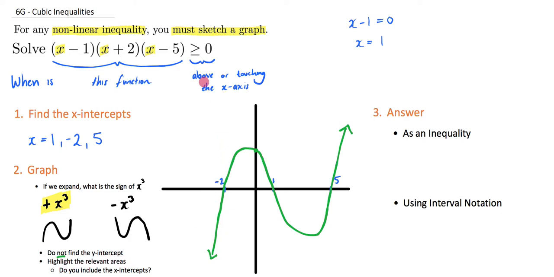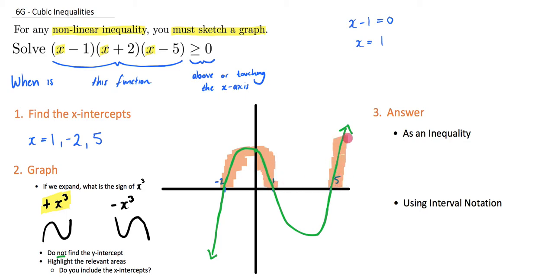The next thing I'm going to do is highlight the relevant areas. So those are going to be wherever I am above or touching the x-axis. So let's get my highlighter here and just highlight everywhere I'm above or touching the x-axis. So I'm above the x-axis here. I'm above the x-axis here. I'm also above the x-axis over here.